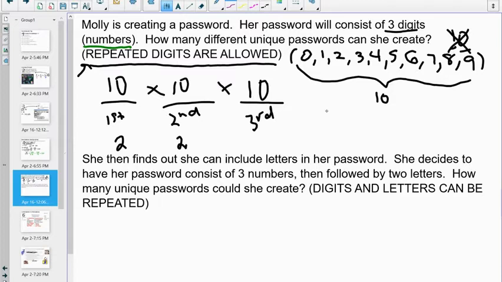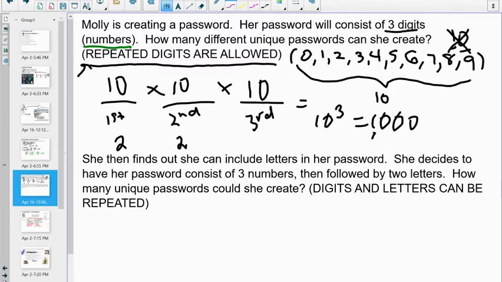So 10 times 10 times 10. So you can either write that as 10 times 10 times 10 or just 10 to the third. And 10 to the third is 1,000. So there's 1,000 different unique passwords you can create with those 3 digits.